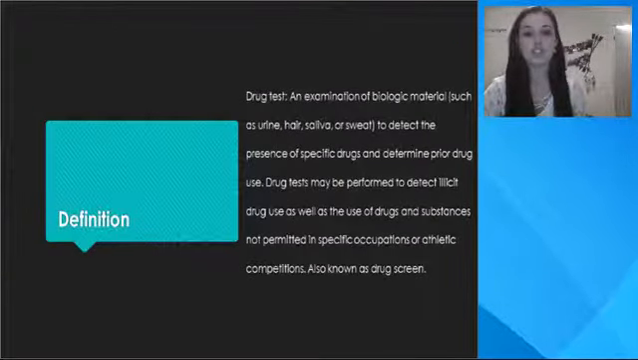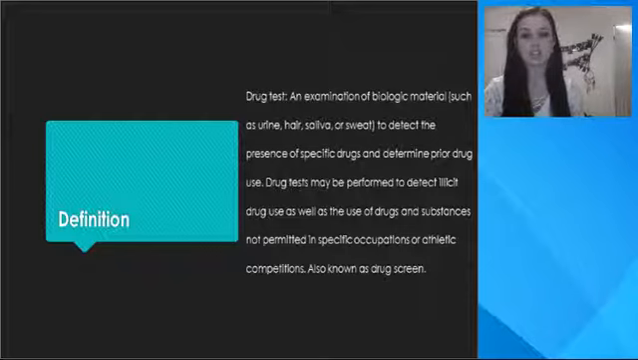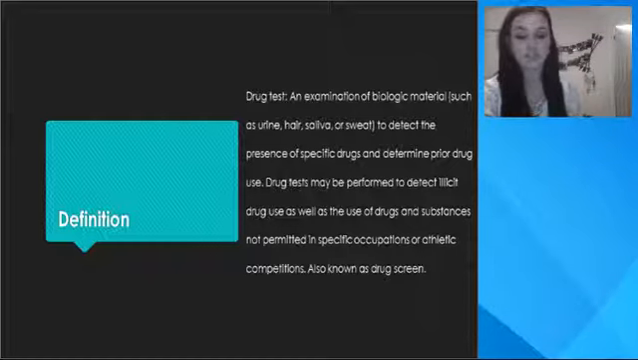The definition of drug tests. An examination of biologic material such as urine, hair, saliva, or sweat to detect the presence of specific drugs and determine prior drug use. Drug tests may be performed to detect illicit drug use, as well as the use of drugs and substances not permitted in specific occupations or athletic competitions, also known as a drug screen.